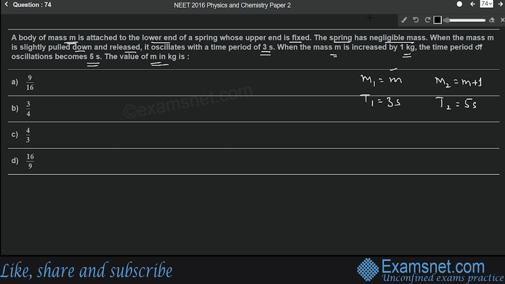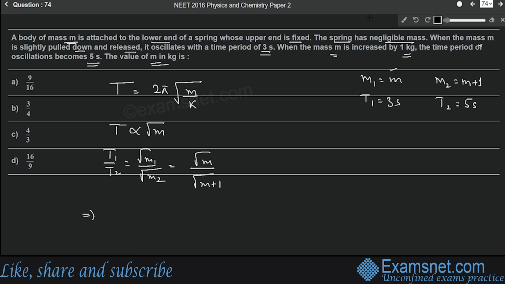Now we know that the time period will be equal to 2 pi under root m by k. m is the mass, k is the spring constant. So T is proportional to root m, right? That means T1 by T2 will be equal to under root m1 by under root m2. So m1 is m, that means under root m, upon m2 is m plus 1, that means under root m plus 1. So T1 is 3 seconds, T2 is 5 seconds, equals under root m upon under root m plus 1. Now we have to solve it.